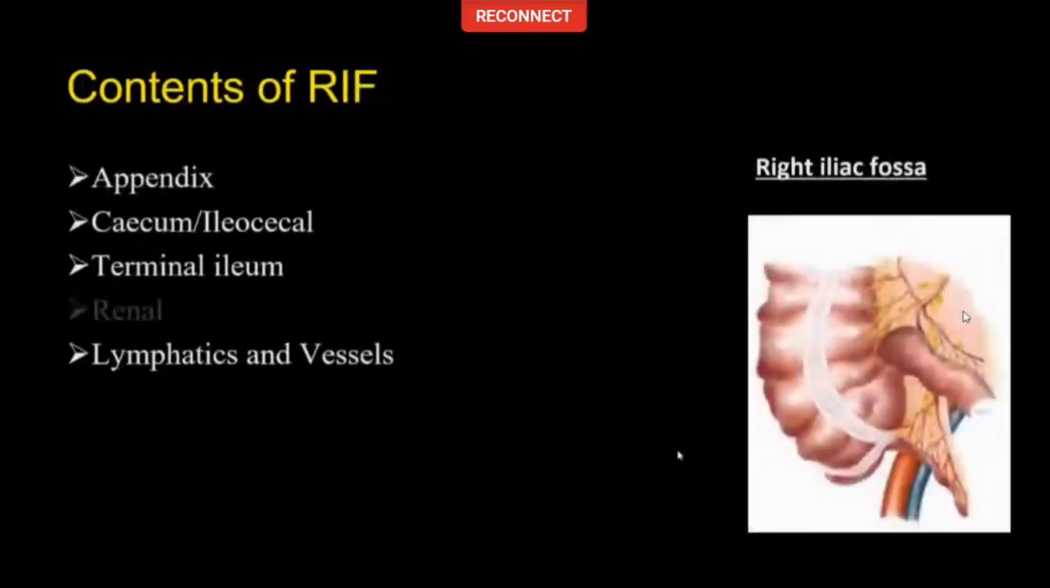So going to the contents of the right iliac fossa, we have the appendix, the ileocecal region, the terminal ileum, the kidneys, that is the retroperitoneum, the lymphatics, and the vessels. However, I won't be covering the renal part of it, and will just target the bowel and the appendix.